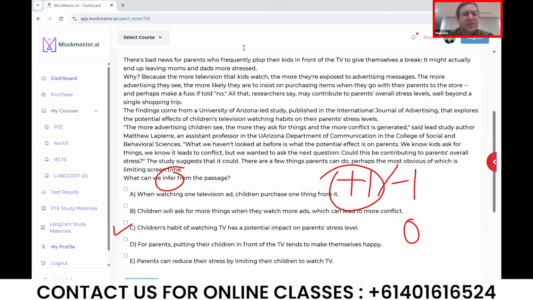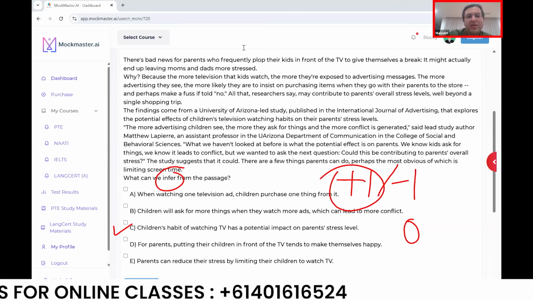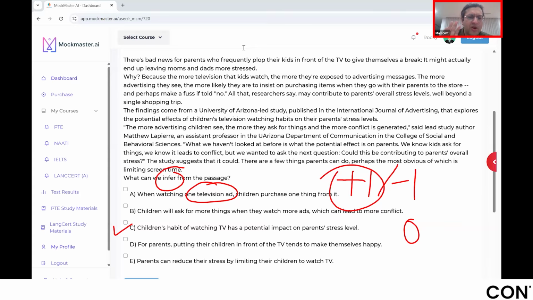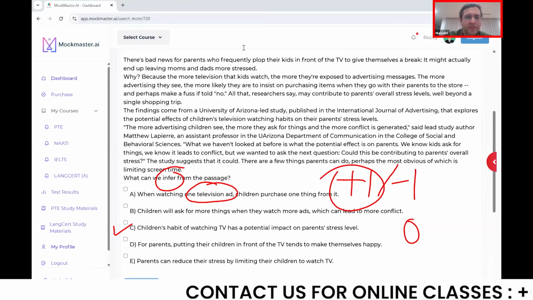Sometimes the questions are very straightforward. You can read the word in the question and you try to scan the word in the passage. So that technique is called scanning technique. It's very common in IELTS and other tests also. Comprehension tasks, basically.